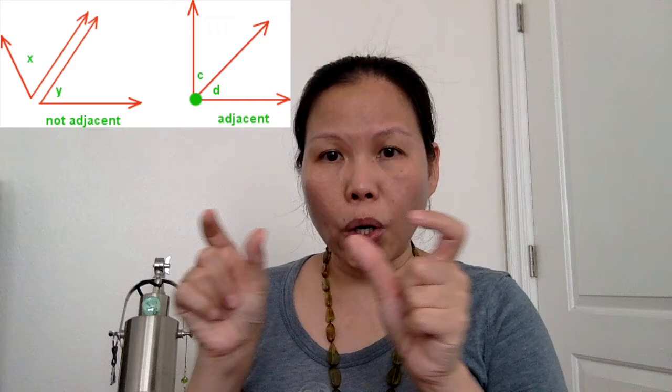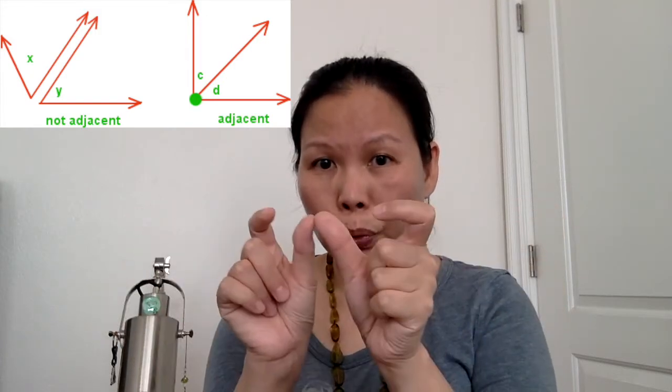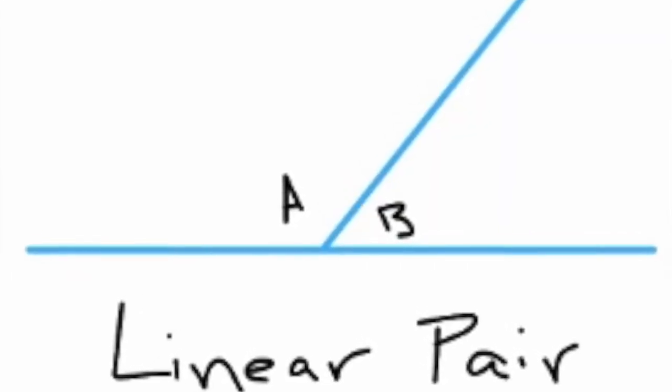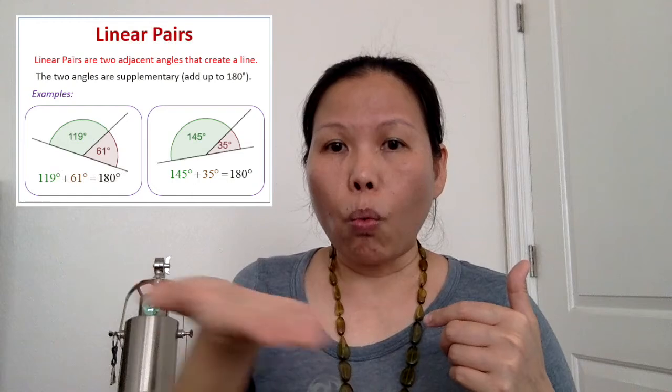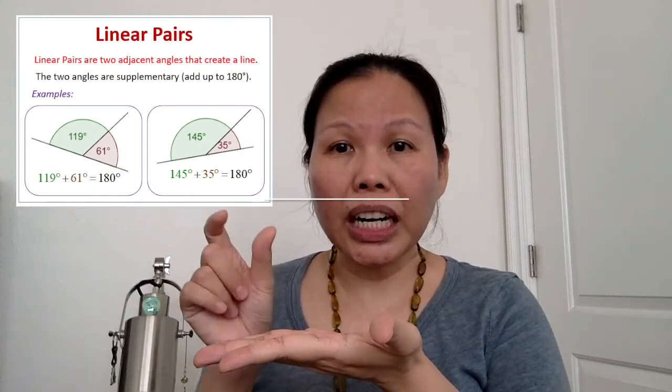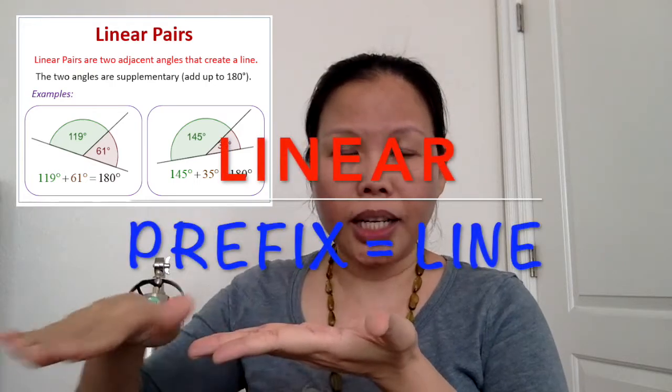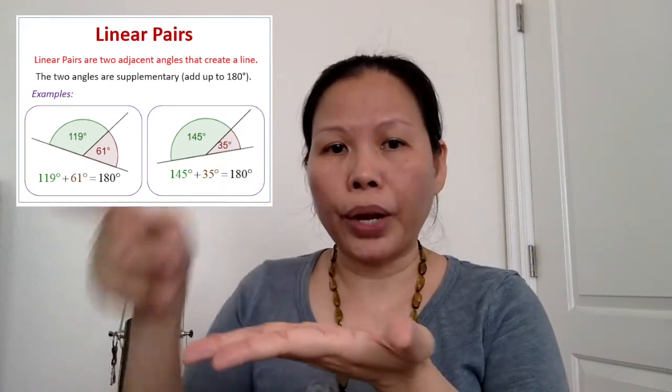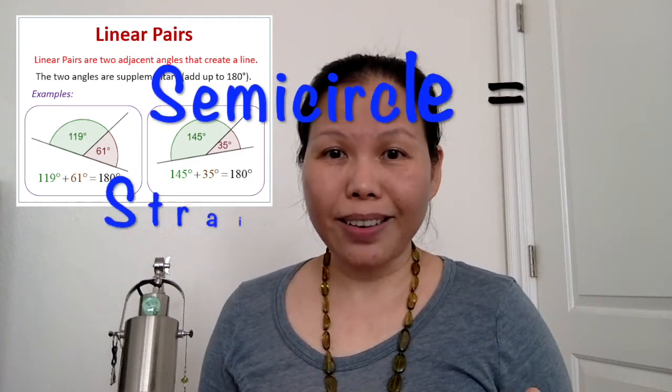When the two angles of the pair are separate from each other, we call them non-adjacent. Adjacent means next to, and non-adjacent means not next to. Also, one more keyword: linear pair. Linear pair means two angles that add up to be 180 degrees or make a line. The word linear, line, makes a line. Any line will make 180 degrees, half of the circle or semicircle.